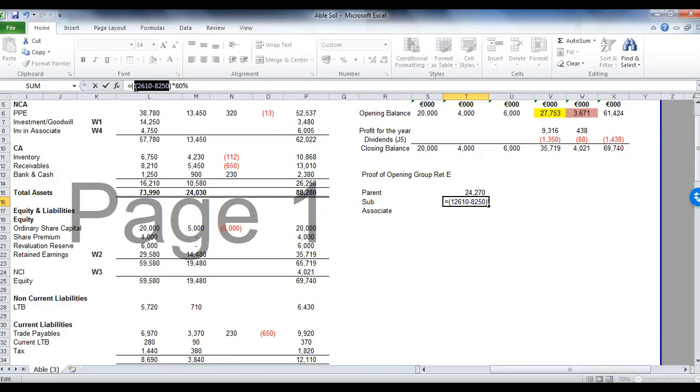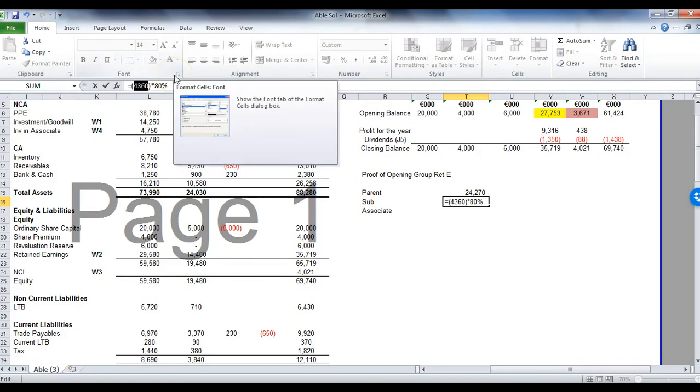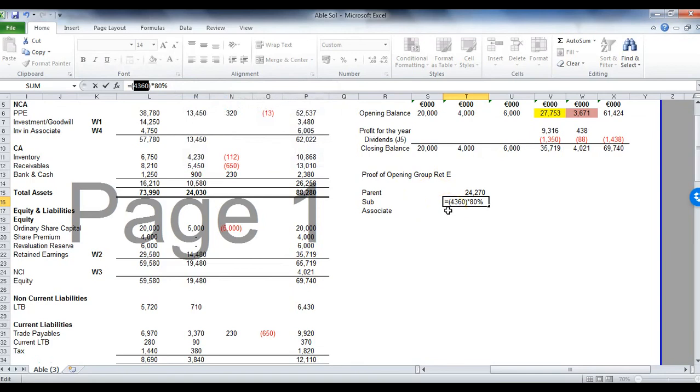So for 2011, Bean made a profit of 4.36 million, of which the parent is entitled to 80%. So at the opening date, you would have brought in 80% of that 1 year's post-acquisition profits, which was 3,488. Carl, the associate, would be nil because it was acquired during the year. So that means you couldn't have any impact on group retained earnings at the start because you didn't acquire it until April of 2012. And that should get you to 27,758.